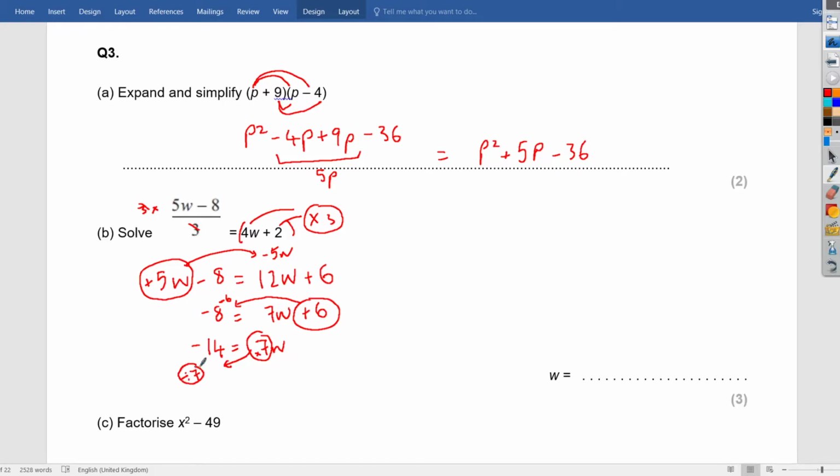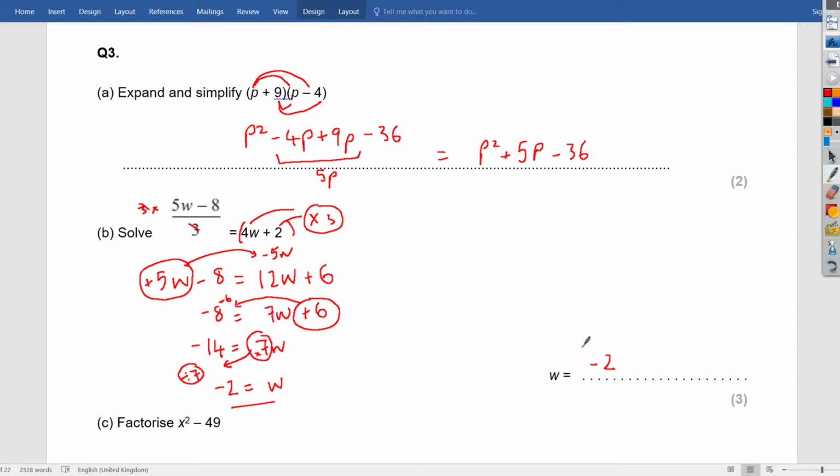You should know that 14 shared by 7, how many 7s go into 14, is 2, but with a minus sign there, so that's going to be minus 2. And now that 7 has gone to the other side, we're just left with w there. So the value of w is going to be minus 2.